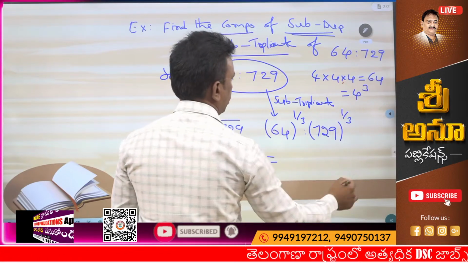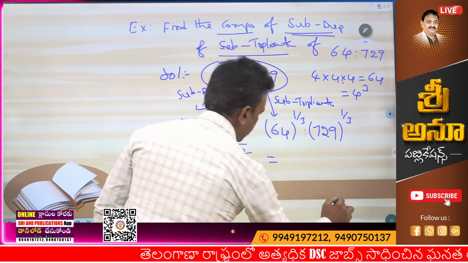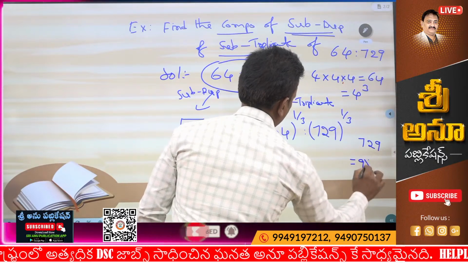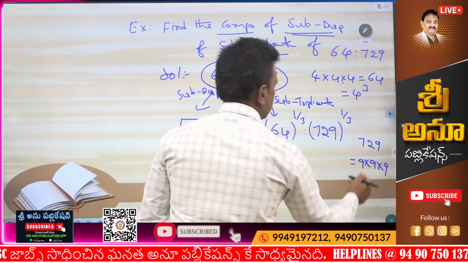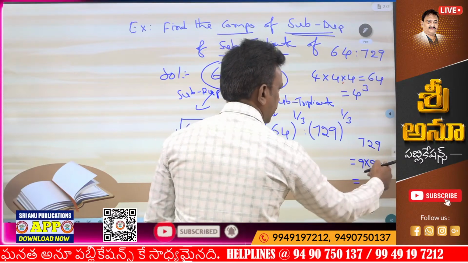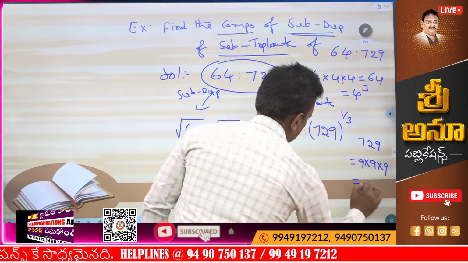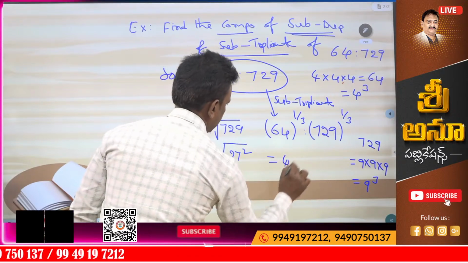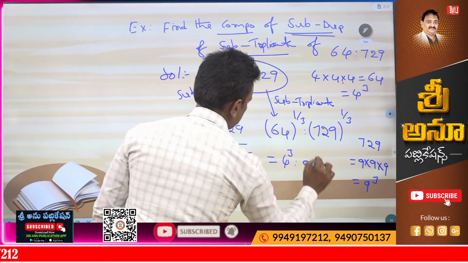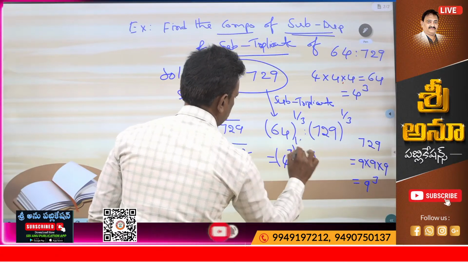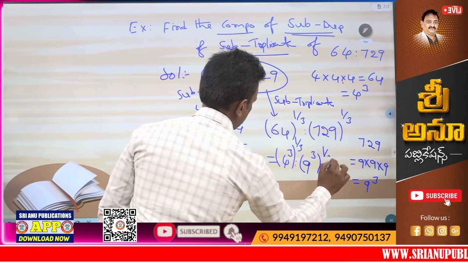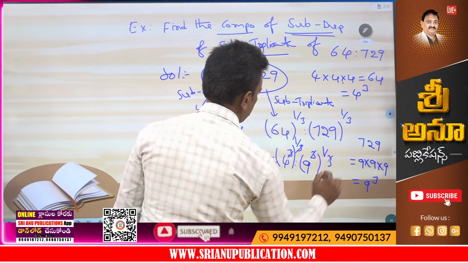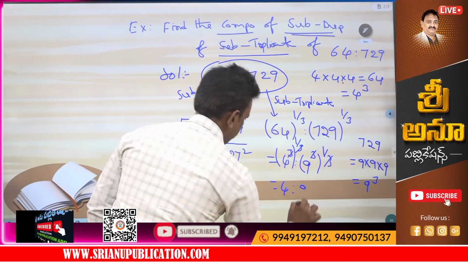Similarly, 729 is a perfect cube number: 9 into 9 into 9. 9 nines are 81, 81 nines are 729. So it is 9 cube. Substitute the values: it is 4 cube is to 9 cube within the cube roots, whole power 1 by 3. Write the cancellations: cube and cube root cancel. The final answer is 4 is to 9.